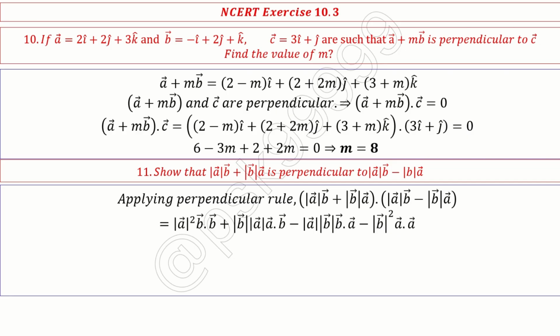Okay, expand them. You will get magnitude of vector A square into B bar dot B bar plus B bar into A bar into A bar into B bar. So you will see these things get cancelled and you will get 0. Okay, so which means these two are perpendicular. Scalar product is 0 means they are perpendicular.